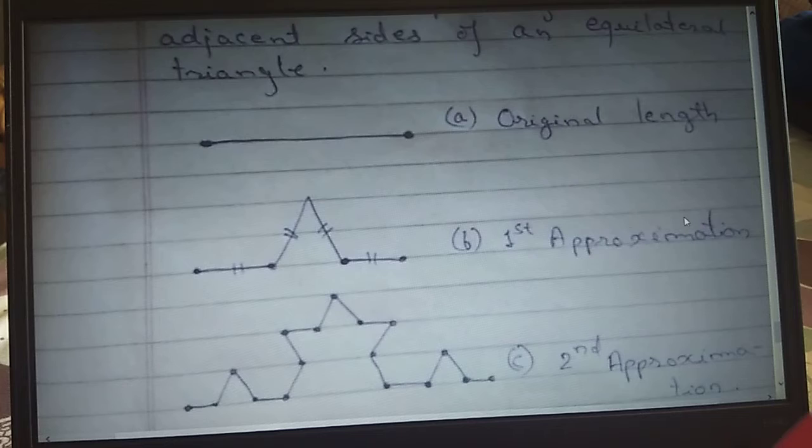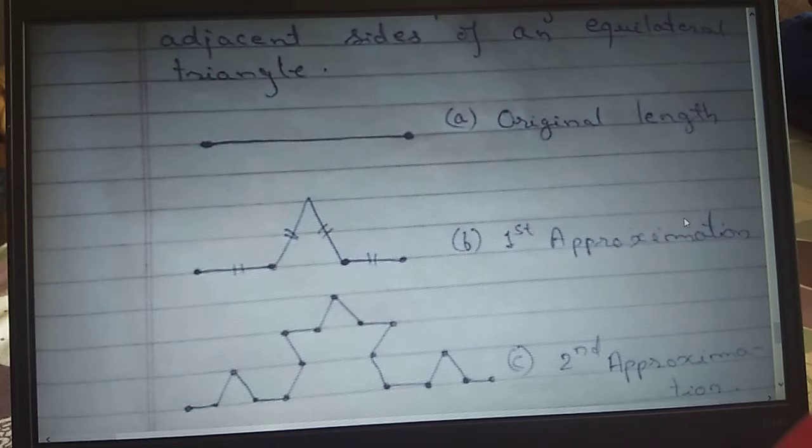Now each is 1/3 of the original length. So the new length of the curve will be 4 by 3, right? 4 equal segments, each 1/3 of the original segment. So the new length of the curve will be 4/3 of the original segment. Now we have to repeat this process for each of the 4 segments. We can see in the figure, where it is written first approximation, and figure C, which is the second approximation. It shows the appearance of the Koch curve after the first and second approximation. After the second approximation, the length of the curve becomes 16 by 9 times the original.